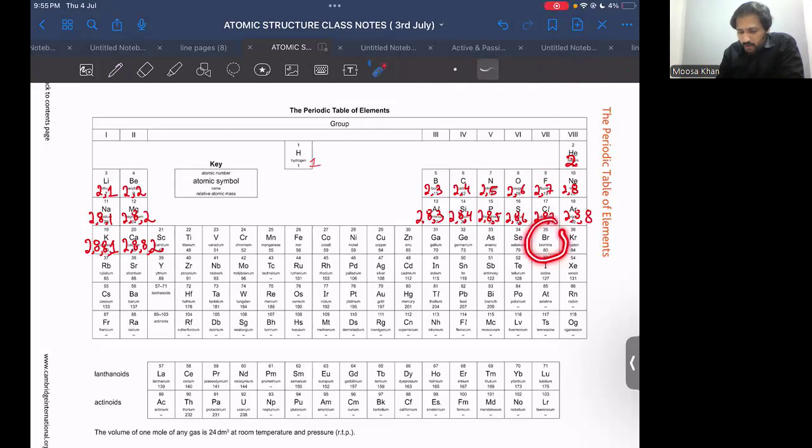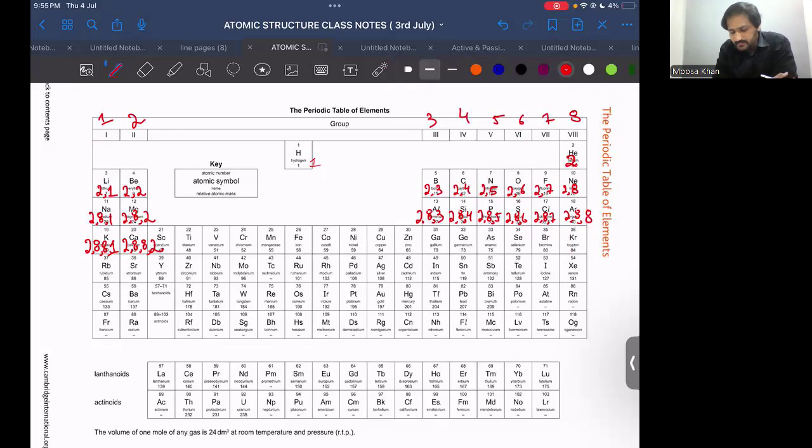you see bromine atom is from group 7. You know the group numbers written here are Roman numerals, Roman counting. So this is group 1, group 2, group 3, group 4, group 5, group 6, group 7 and group 8. Right? Is the voice clear?